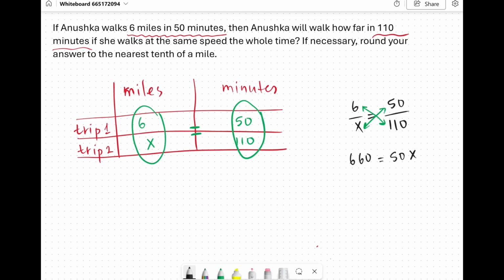To find x, you divide both sides by 50. 50s cancel. And 660 over 50 is 13.2 equals your x. So in 110 minutes, she will walk 13.2 miles. And that makes sense because in 50 minutes, she walks 6. So that means in 100 minutes, which is double the 50, she should walk double the miles, which would be 12. We were walking a little longer than double, so it should be a little more than 12, and that's what we got.